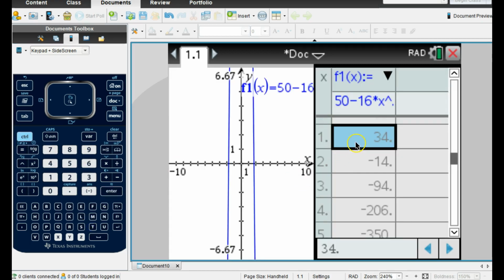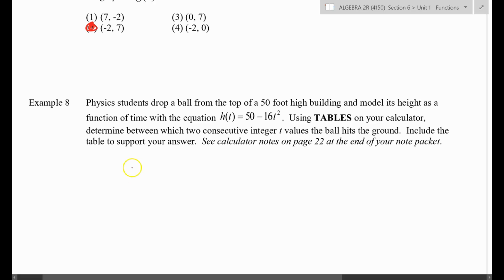Well, how high is the ball after 1 second? 34 feet. How high is the ball after 2 seconds? -14 feet. So somewhere between those, it must have hit the ground. So between 1 and 2. Good. All right, moving on.